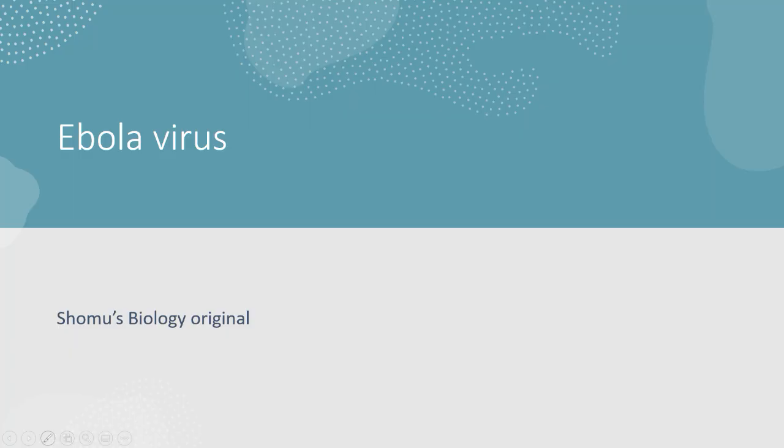Okay, let's talk about a very dangerous virus, and that is Ebola virus. It has had many outbreaks in recent years. So let's talk about Ebola virus. What is Ebola virus? How does Ebola virus look? How exactly does Ebola virus cause infection? What are the symptoms of Ebola virus infection? And what is the life cycle of Ebola virus?